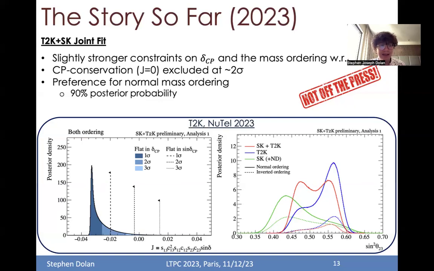The plot on the right then shows you our constraints on the theta 23 parameter from T2K and SK combined compared to the two experiments alone. And indeed, you see we get constraints that sit in the middle and are slightly tighter, which is good. But you also see the difference between the solid lines and the dashed lines, which give us our relative preferences for the normal and inverted neutrino mass ordering. And we prefer the normal mass ordering. We can make a relatively meaningful statement with a 90% posterior probability. So we're honing in on the mass ordering a little bit, I think.